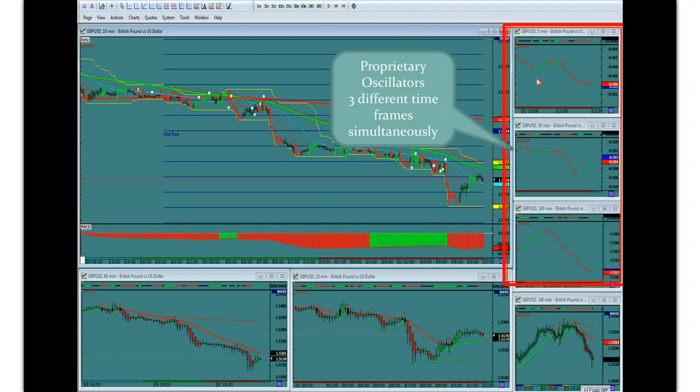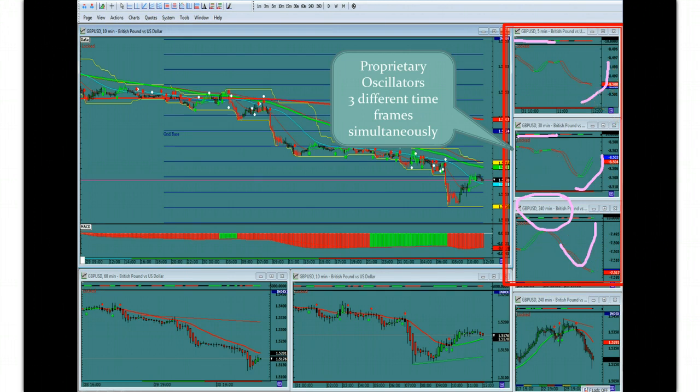And when all 3 of these time frames agree: the 5-minute is where the scalpers are, the 30-minute is where the intraday traders are, and the 240 is where the big boys are. So if all these are green going up, what does that mean? The scalpers are buying, the intraday traders are buying, and the big boys are buying.